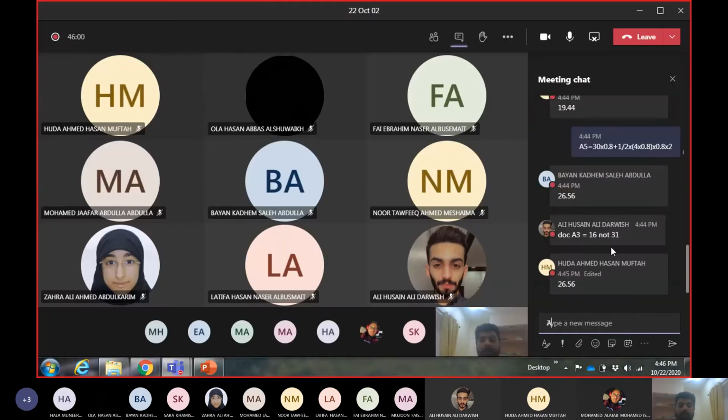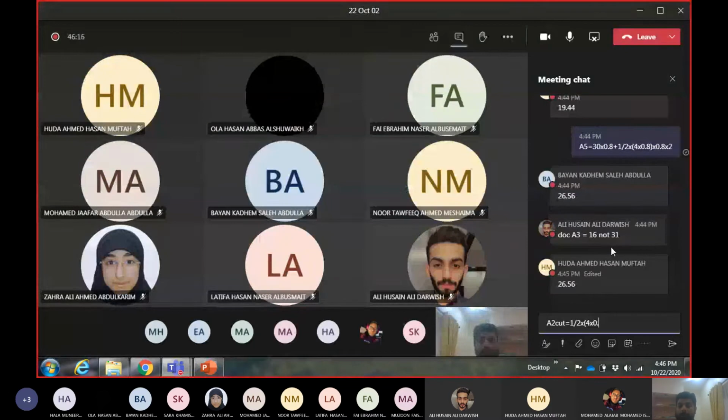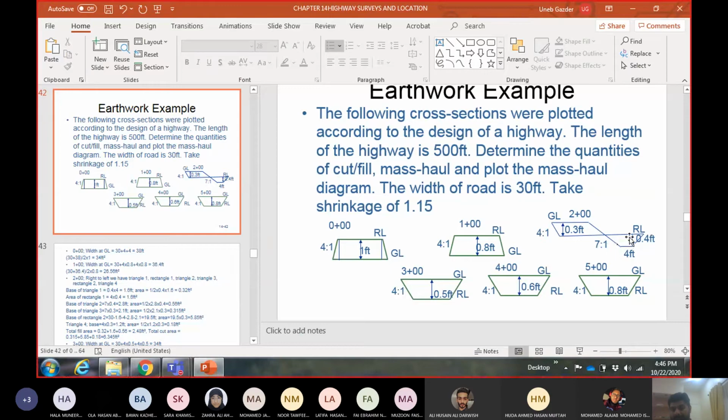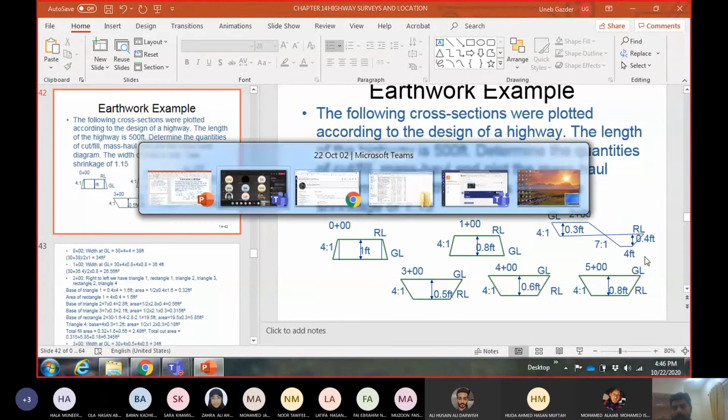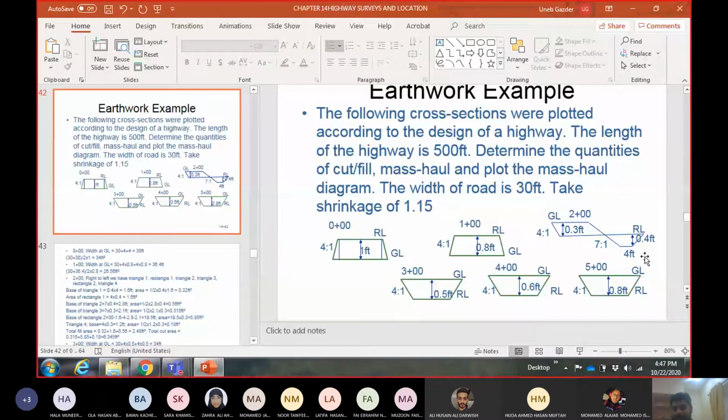Okay. So first of all, I am calculating the area at station 2 for cut. Okay. I'm taking first triangle, so half base. So for base, I have the slope as 4, height is 0.4. Okay, and then I multiply with the height, which is 0.4 again. Okay, plus this rectangle, which has a base of 4 feet and a height of 0.4. So 4 into 0.4 plus the area of this triangle.